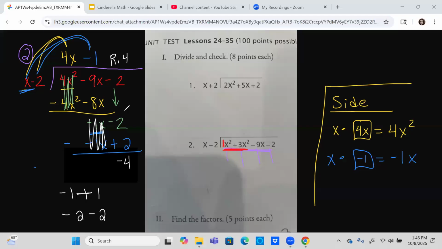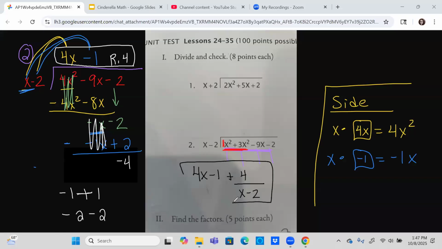Because of the remainder, even if we could factor this, I don't think it would turn out nice. This may be the answer they're looking for, 4x minus 1, remainder 4, but probably not. We can probably make that answer a little more sophisticated. Final answer on 2 should be 4x minus 1, and then we take the remainder, which is positive 4, and put it over the divisor. That's probably the answer we want there on number 2.